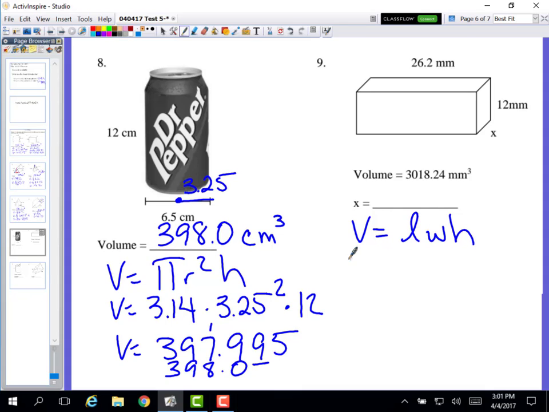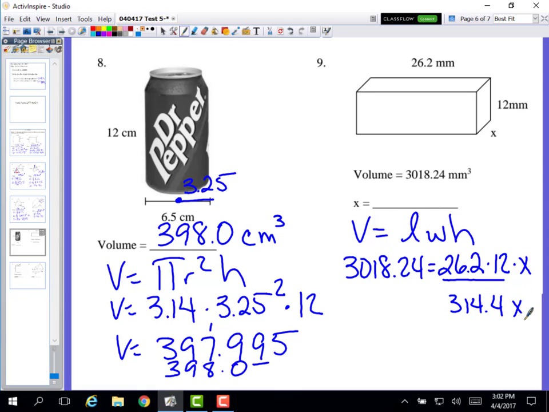We plug in the information that we know. Well, we know volume is 3,018.24. We know a length is 26.2. We know a width is 12, and I'm looking for x. Well, what I've taught is anything that you can put together, put it together. Okay, so we take the 26.2 and the 12, we put that together, and that makes 314.4 x.